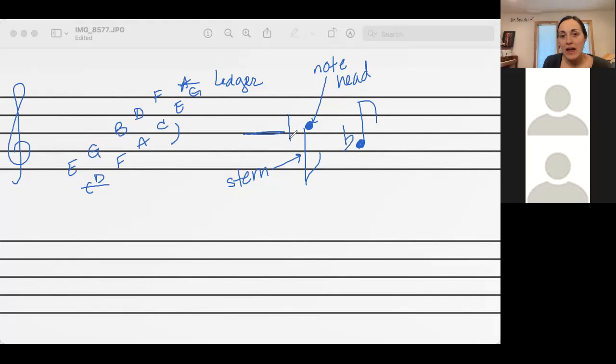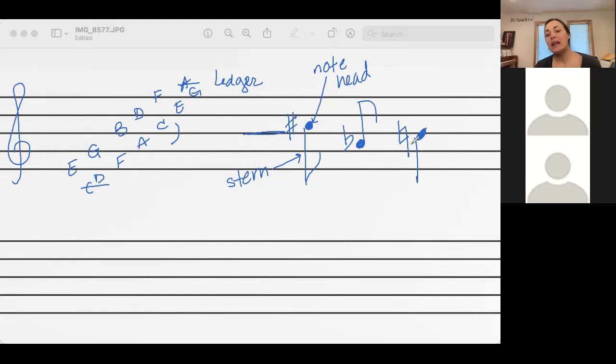Sharps, flats, and naturals. If we wanted to add a natural, put that in here. Again, this is probably all very old hat stuff. I would bet if you've been playing flute all year long, this is easy. Let's talk about the other clef, and then we're going to talk about something called enharmonic notes.